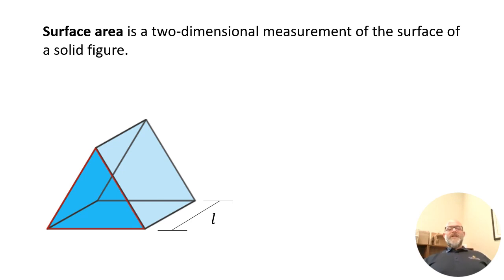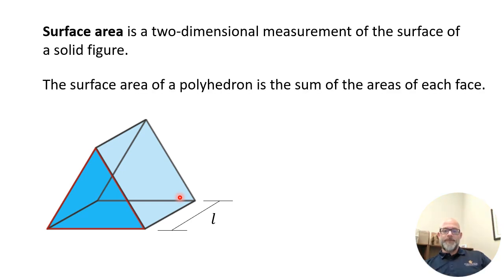All right, some calculations you have to do in this chapter are calculations of surface area and volume. So this is a triangular prism. The surface area is a 2-dimensional measurement of the surface of a solid figure. The surface area of a polyhedron is the sum of the areas of each face. How many faces do we have in this triangular prism? There are 2 triangles and 3 rectangles. So to get the surface area, I've got to add together 2 areas of triangles, A sub t meaning the area of a triangle, plus 3 A sub r's, which means areas of rectangles.